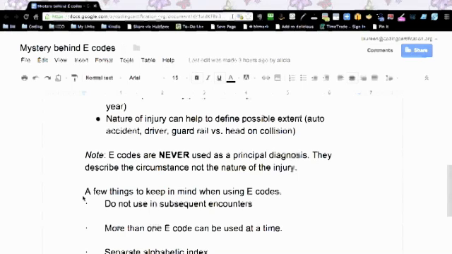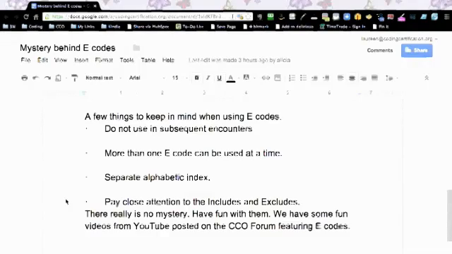A few things also to keep in mind, they are not used in subsequent encounters. If a person comes in to the ER and they were in a car accident and ran the steering wheel into their chest and broke five ribs, when they go to their doctor for a follow-up visit or a follow-up x-ray, they don't care about that e-code anymore. It is not going to be appended to those codes. Also, you can use more than one e-code at a time. Some people get confused thinking, I can only use one. No, sometimes to describe what's going on, you need more than one e-code.